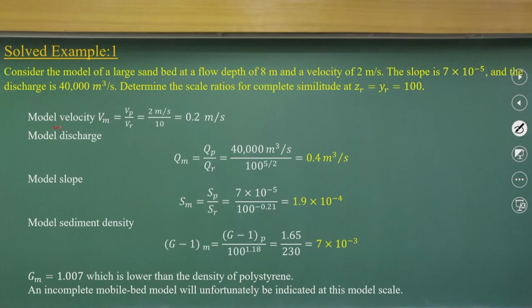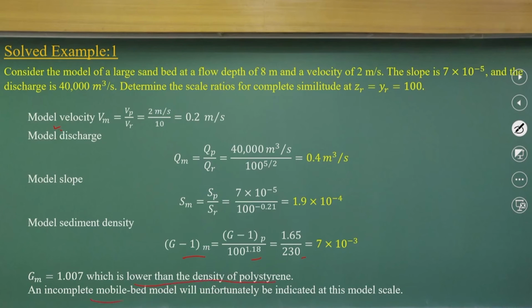From the velocity ratio we can compute the model velocities. We know the QR values, so we can get the model discharge, the model slope, and the model density. Sediment density functions we can get, and it comes out to be about 1.0-something, which is lower than the density of polyesters.